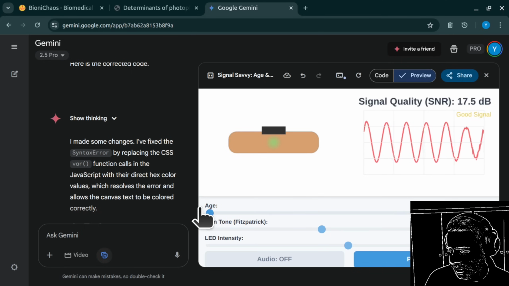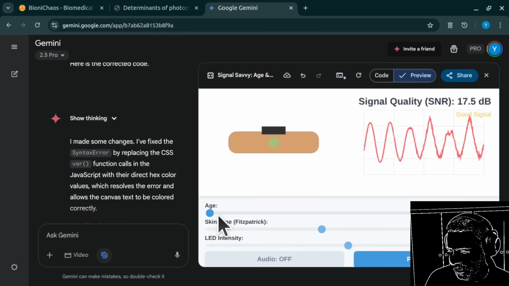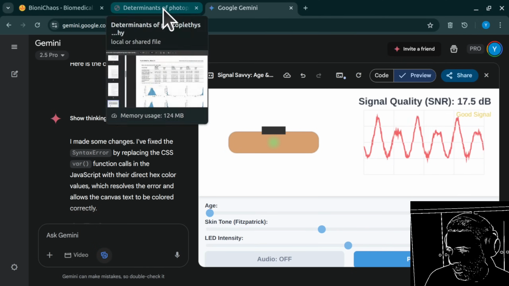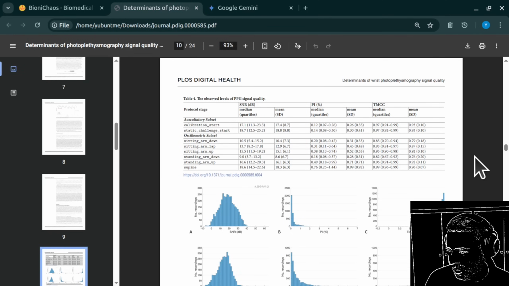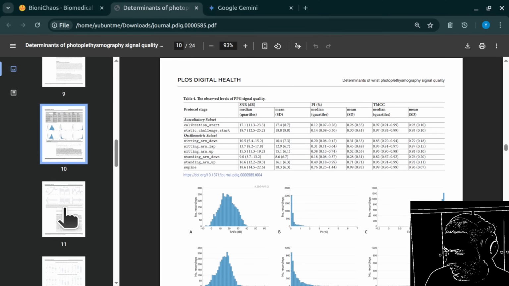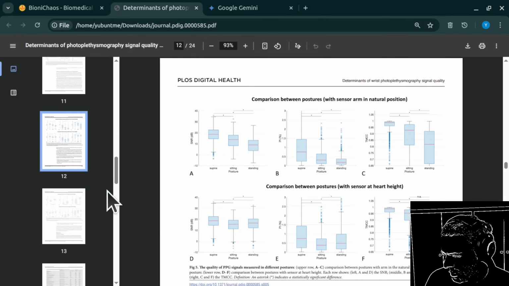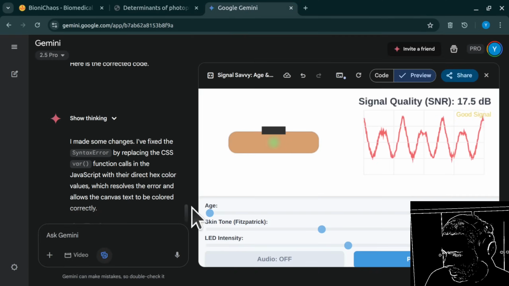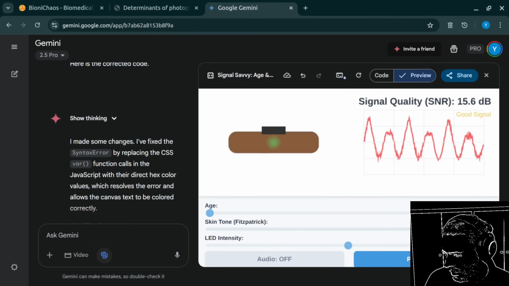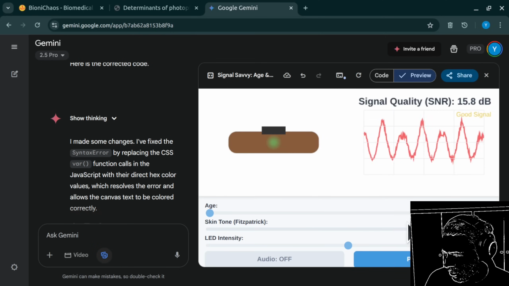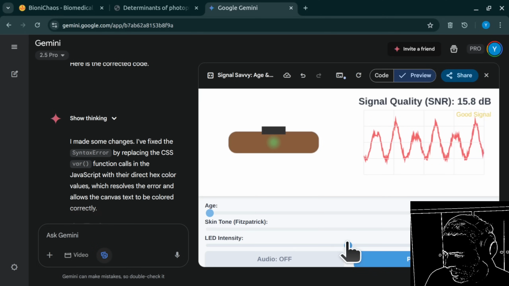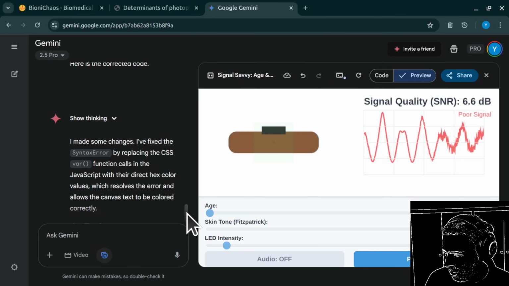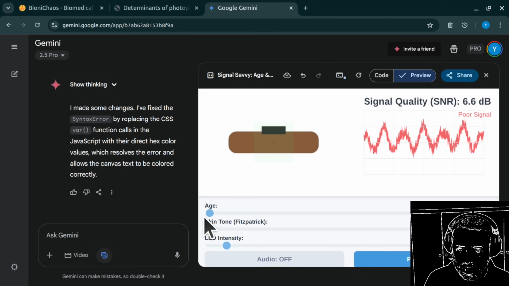Okay, so back to the simulation. The age slider seems to make a significant difference, and I think it's based on what the paper has suggested age-wise. But yeah, we might need to review that. But also the skin tone still doesn't seem to make any difference. I'm not sure if that's what the paper suggested as well. The LED intensity does seem to work.